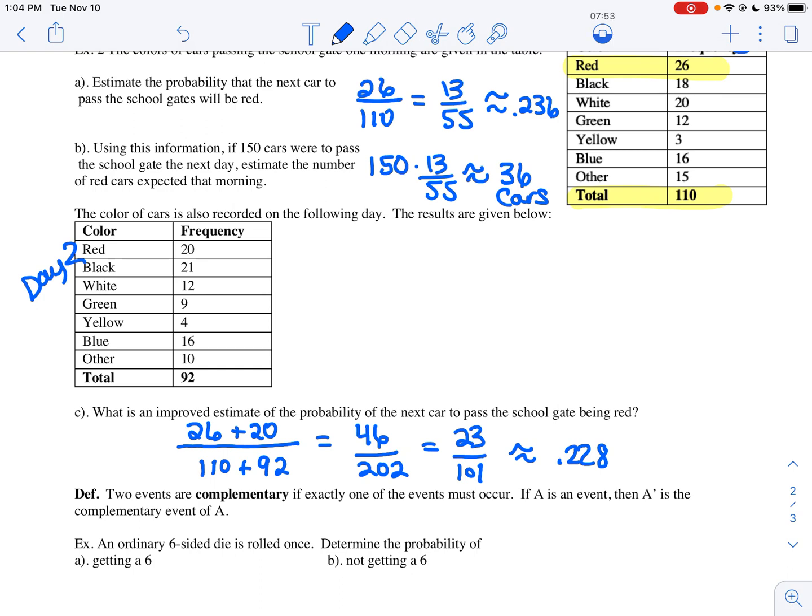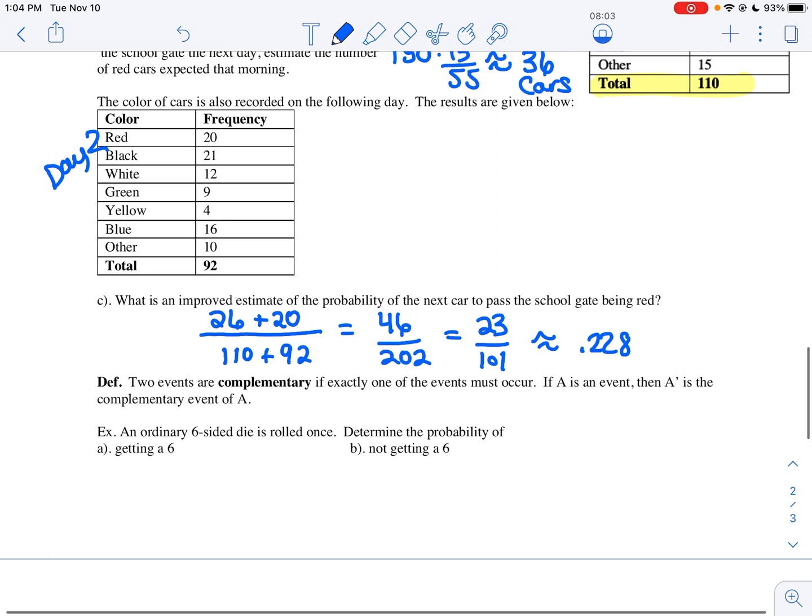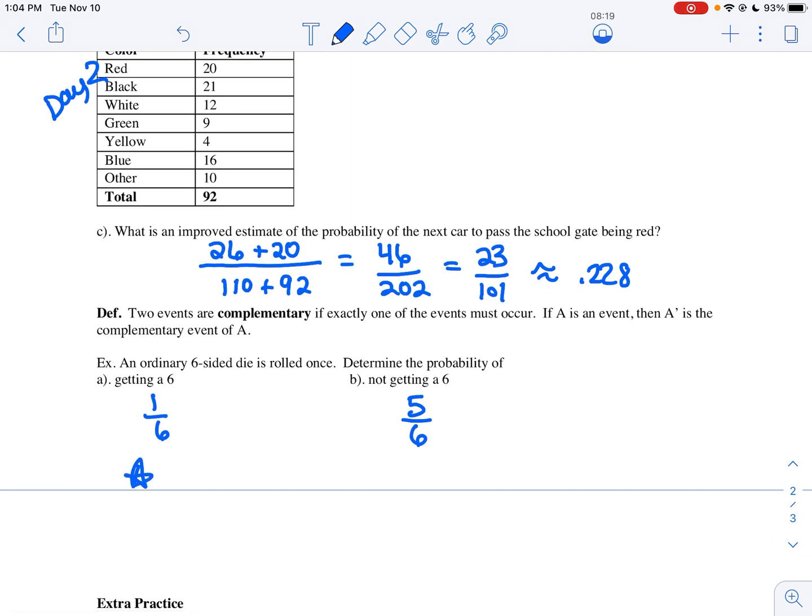All right, 2 events are complementary if exactly one of the events must occur. If A is the event, then A prime is the complementary event of A. So here's an example. An ordinary 6-sided die is rolled once. Determine the probability of getting a 6: it would be 1 out of 6. The probability of not getting a 6 is 5 over 6. So here's something interesting to note. The probability of A plus the probability of the complement of A should add up to 100%. It's an either-or situation.